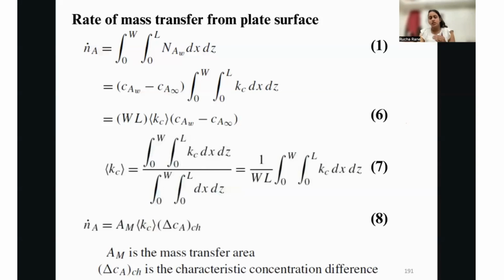But consider if there is a flow through a tube. At that time the CaW will remain the same. The wall of the pipe will be your CaW, but the definition of the bulk changes for flow through a pipe. In that case, the concentration at the center axis of the pipe will be considered your bulk concentration. So that's why, rather than writing a concentration difference, we wrote the term as characteristic concentration difference, which is defined according to the system we are considering.